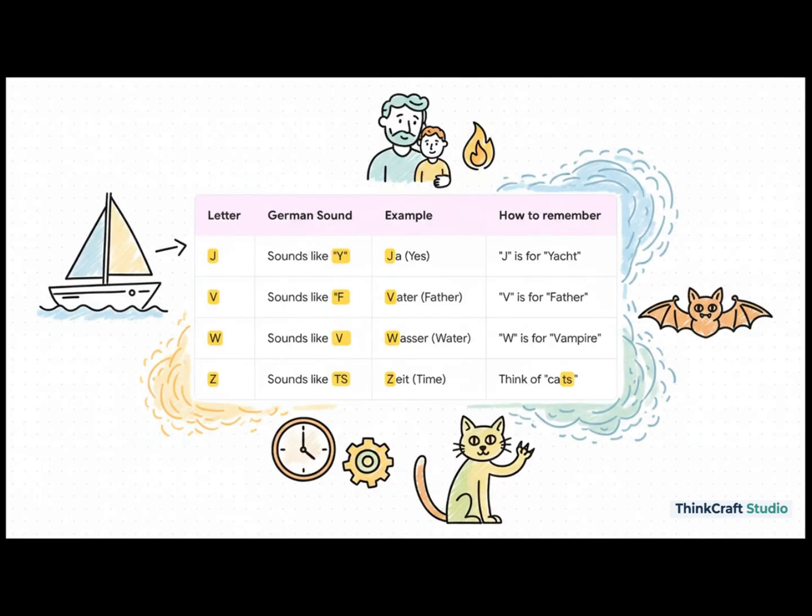Okay, let's break this down one by one. The letter J in German sounds like our Y. So ja for yes, simple enough. Now the V actually sounds like our F, so Vater for father. Okay, so if V sounds like F, what about W? Well, the W picks up the slack and sounds like our V. Think Wasser for water. And last but not least, the Z. This has a sharp ts sound, kind of like the end of the word cats. Try it, Zeit. Boom. Just like that, you've already dodged a ton of common mistakes.